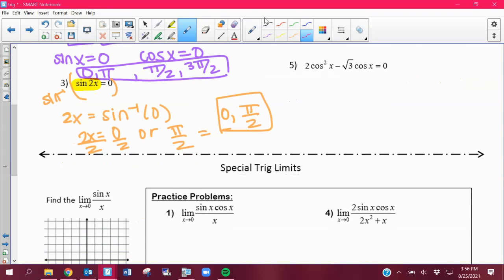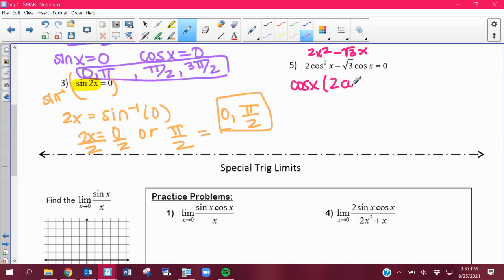Again, I'm looking at this and I want to try to get all of the trig functions by themselves. I'm trying to isolate the trig function. So imagine if this had said 2x squared minus root 3x equals 0. Well, what would I do? Oh, I'd try to factor. I could take out an x at both sides. Well, same thing here. I can factor out a cosine.